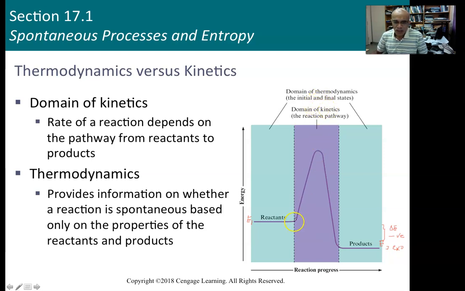So we see here that there is an amount of energy required to overcome, which we know this energy barrier is called the activation energy, EA. So the higher the activation energy, the slower the reaction, or the less products that are formed. If it's a low activation energy, a lot of these products are formed. So that's in kinetics. In thermodynamics, it provides us with the information on whether the reaction is spontaneous based only on the properties of reactants and products. In other words, the idea of spontaneity is just based on the properties of the reactants and products in terms of their energy status. That's what we will be looking at.